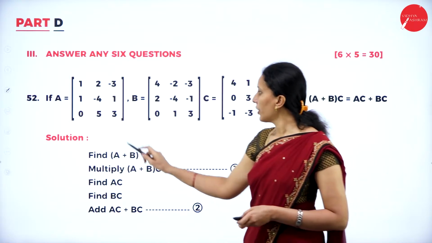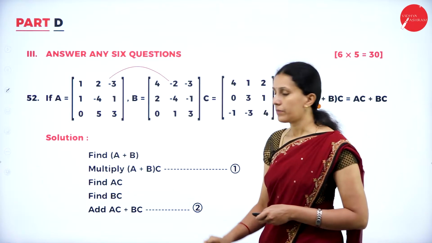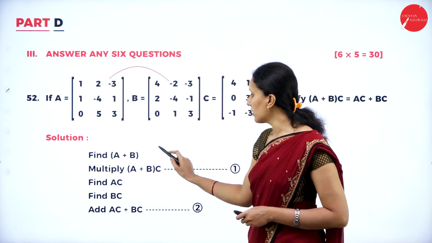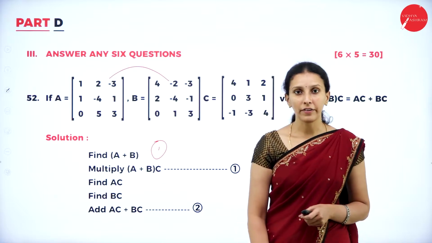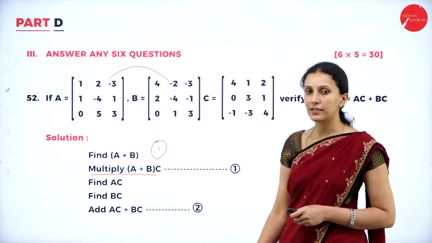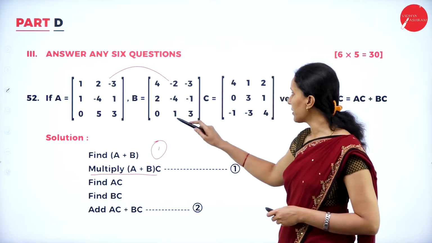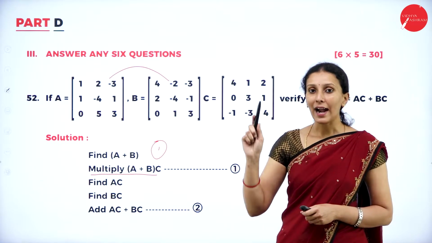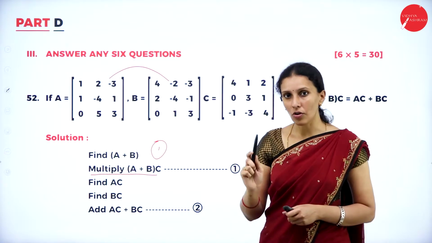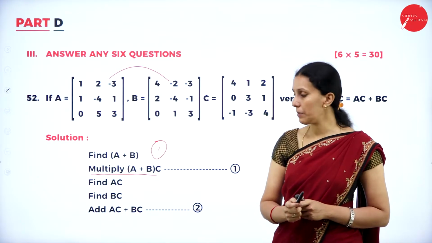At first, you need to add A and B. So that is the first step. This carries 1 mark after finding A plus B. Then you have to multiply A plus B with C. So the resultant matrix must be multiplied with C and taken as equation 1. The resultant matrix will also be a 3 cross 3 matrix.